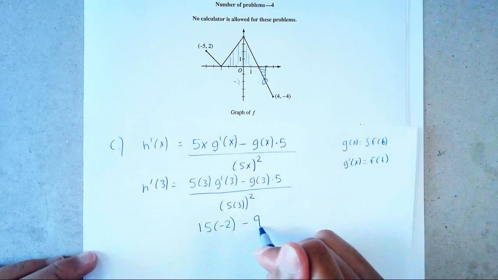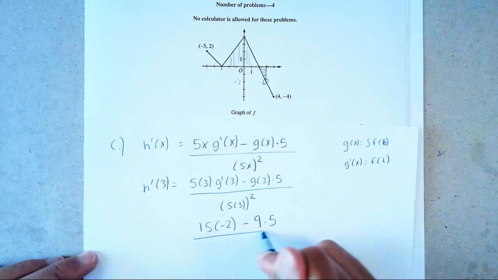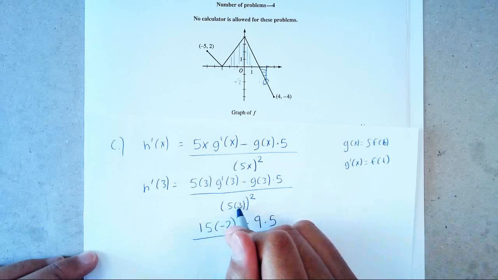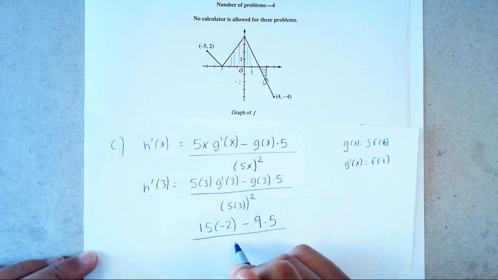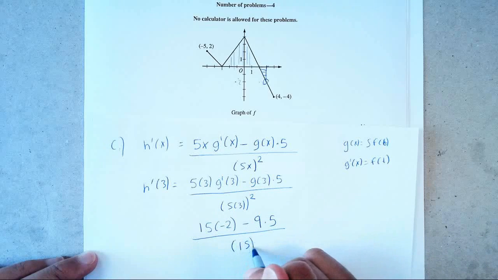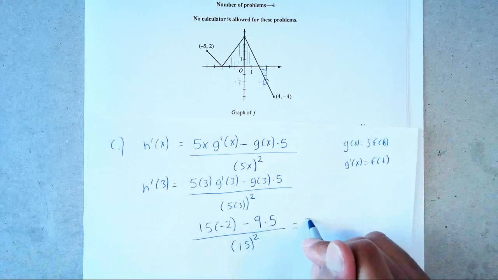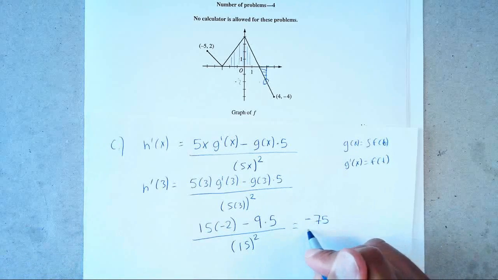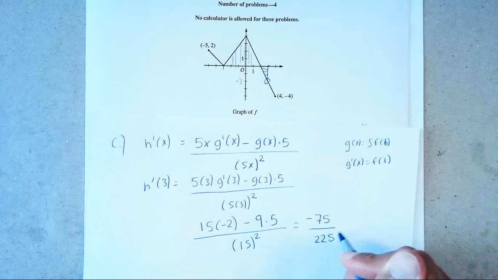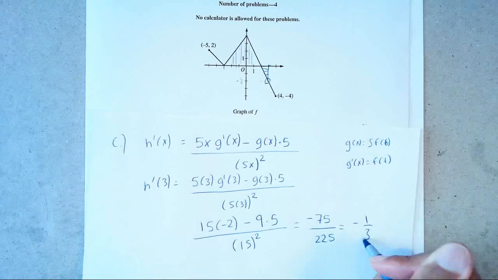So you're going to put a 9 here times 5 all over 5 times 3 squared, which we'll just leave as 15 squared. And then when you work everything out, you're going to get negative 75 all over 225, which simplifies to negative 1 over 3.